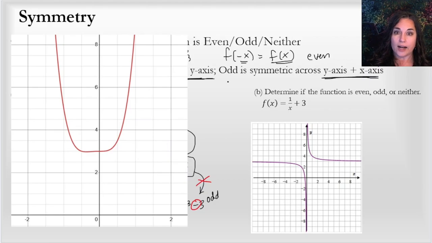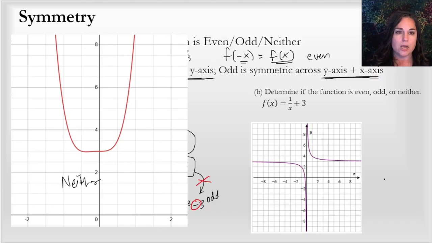And it's not odd. An odd function would be if I flip it that way and then I flip it over the x-axis. If I flip it over the y-axis, that's even. If I flip it one more time, that's odd. And then I would get a downward pointing thing, and that's nowhere near the original. So this is a neither function.